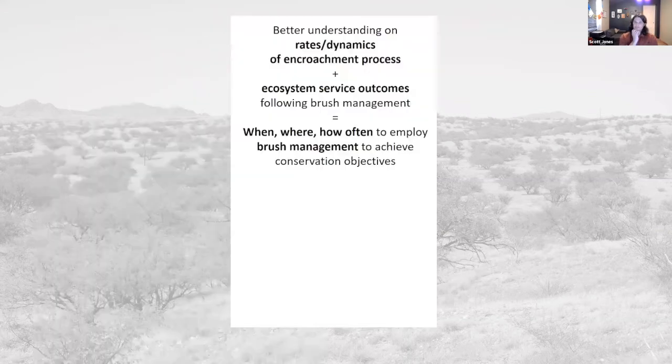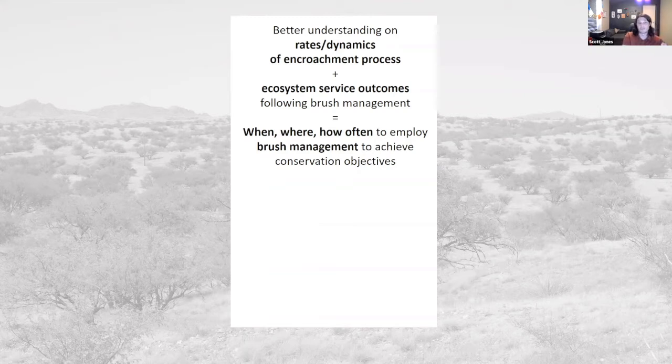So kind of summing stuff up, this whole phenomenon is very complicated. But if we can better understand the rates and dynamics of the encroachment process, and then couple that with an idea of what we expect to come from treating these areas in terms of ecosystem services, you can better employ where, when, and how often to use these brush management actions to achieve conservation objectives.